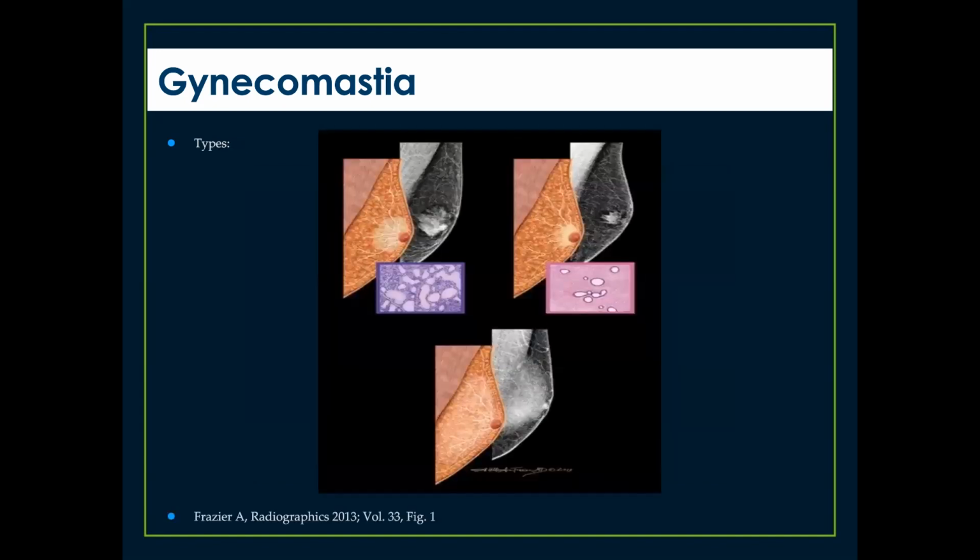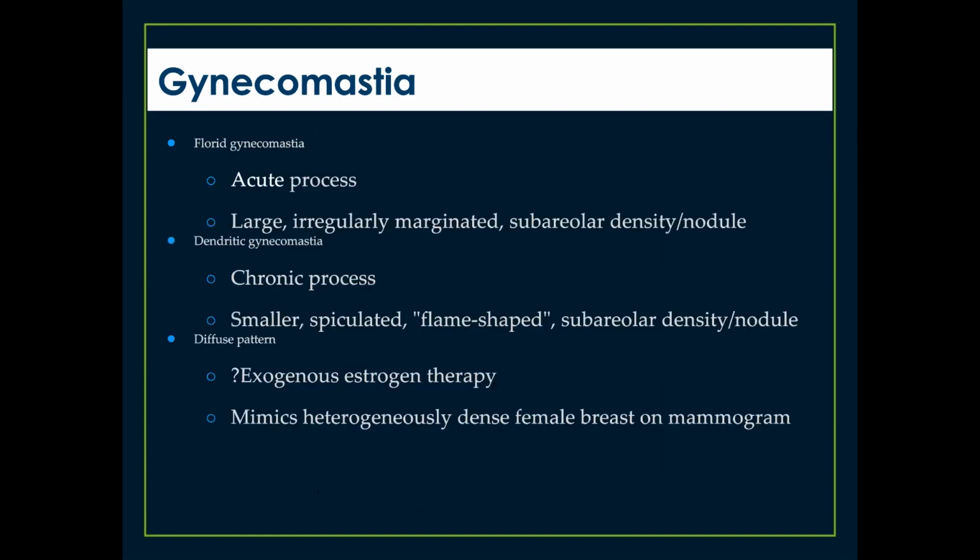So gynecomastia can be described as three types. To start off with, we have acute, and this is also described as florid. This next type over here is more of a chronic or dendritic type. And finally, we have a diffuse type, which looks very similar to a heterogeneously dense mammogram in our female patient population. So again, florid, dendritic, and diffuse.